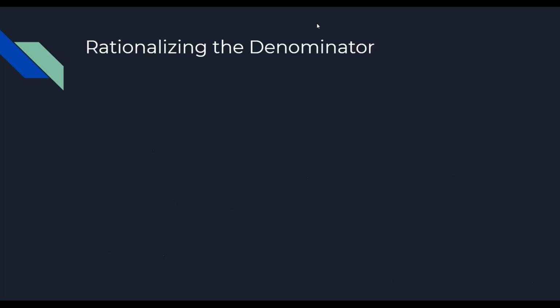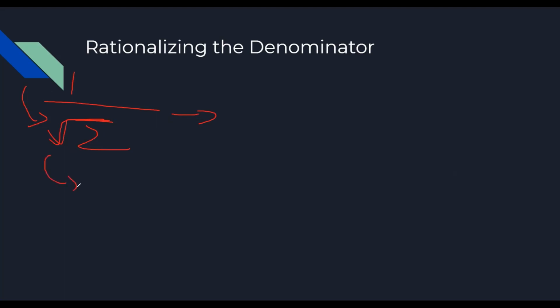So rationalizing the denominator. If you're writing math in a public sense, or even in a school sense, this is usually frowned upon because there's a radical, an irrational, I should say, in the denominator. So what you want to do is rationalize the denominator. What I mean by this is that whatever's on the bottom of the fraction should be an integer, or it should be rational. So how do we do this?